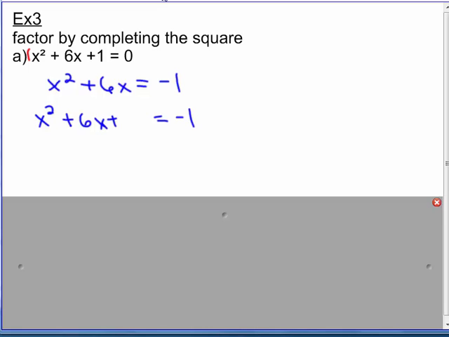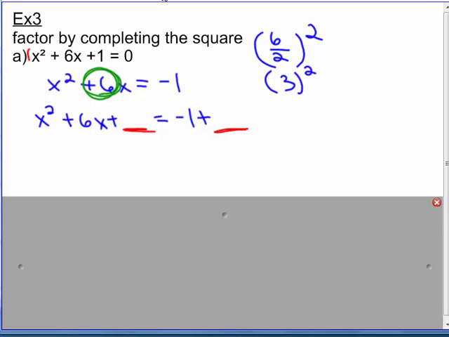So then I have to figure out, what am I going to add to both sides here? Now again, I want to make the left side a perfect square. So I'm always going to add something here. And what do I add? I always add b over 2 squared. So what's my b? My b is the number in front of x. In this case, 6. So I take 6 over 2 squared. So that's 3 squared. Or I'm going to add 9 to both sides.